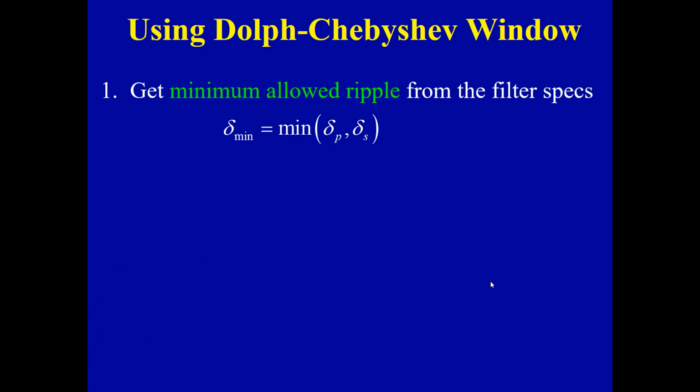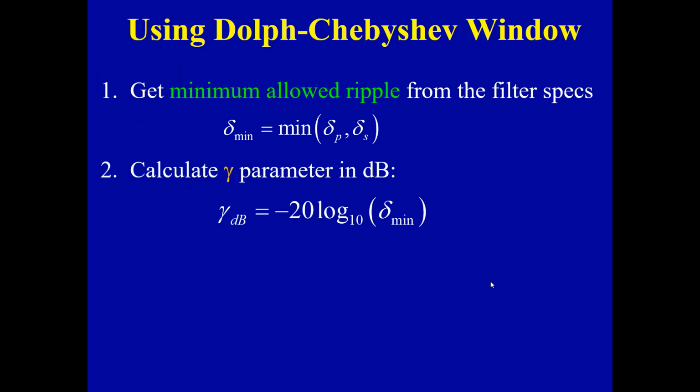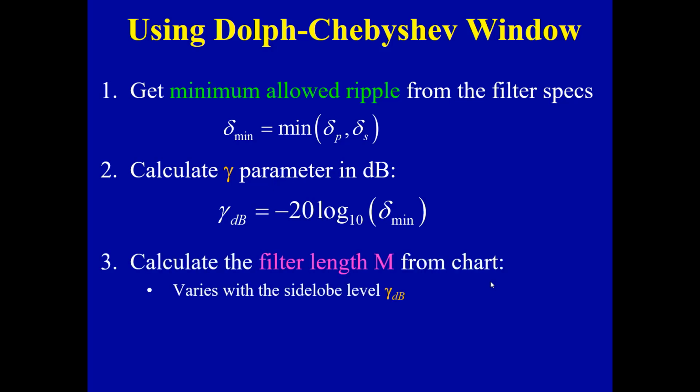Now, how do you use these? Again, now you're going to work with ripple parameters rather than attenuations, and we find which is the worst case, which of the passband or stopband ripples that's allowed is smaller, and choose the smaller one of those. Calculate the gamma parameter from that as minus 20 log of that minimum amount of ripple that's permitted. And then calculate the filter length from the chart using the side lobe level, the gamma level, in these equations or with MATLAB, that's given in dB, not in linear units. And we would use the chebwin command with the M parameter and the gamma parameter.